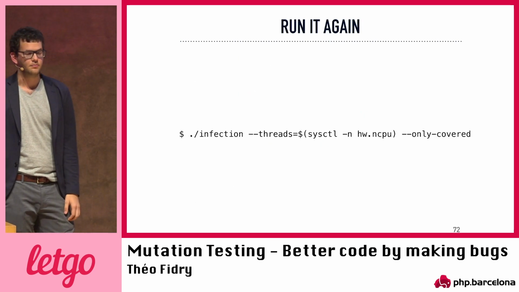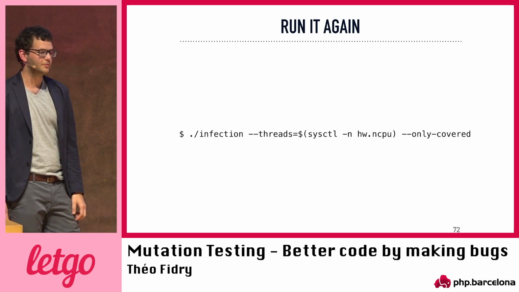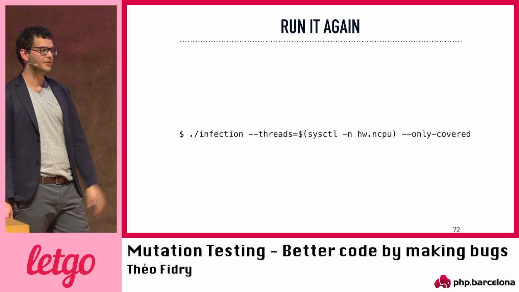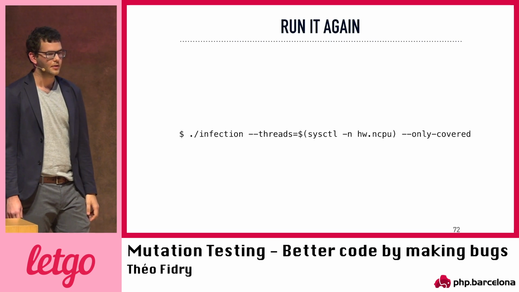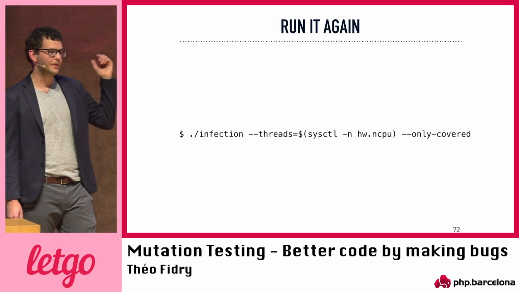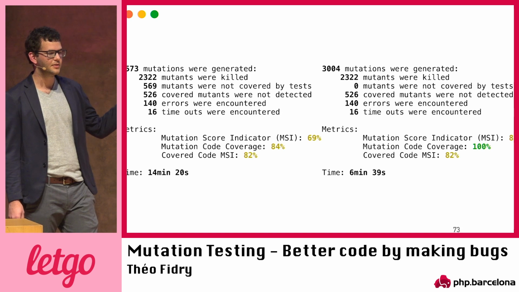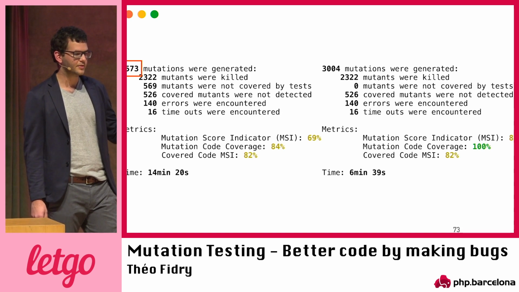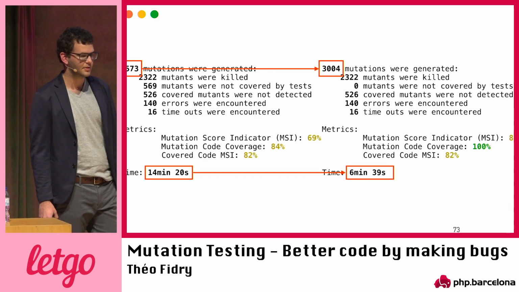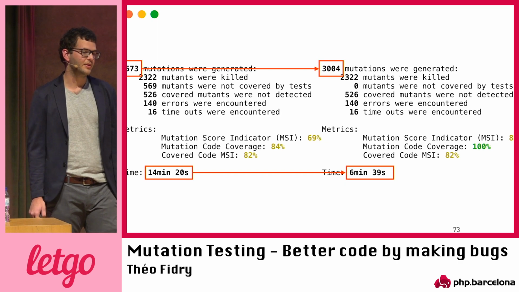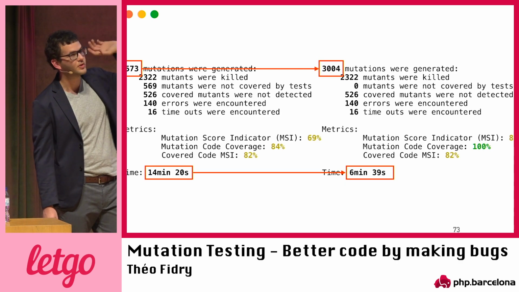Now, with just those small changes, so just running with only-covered and with threads, the previous command that took 50 minutes is now taking 6 minutes. And the main reason is the difference in the number of mutants generated.